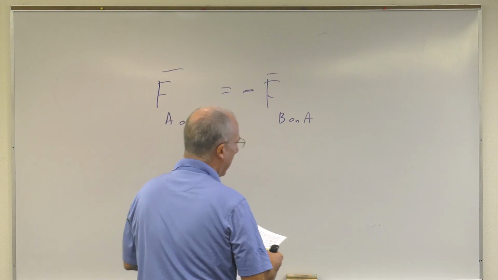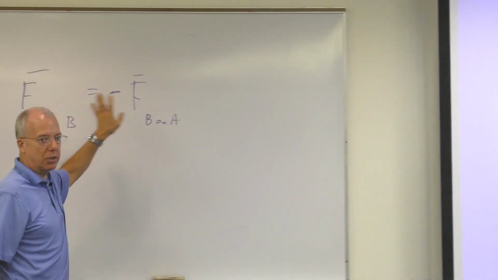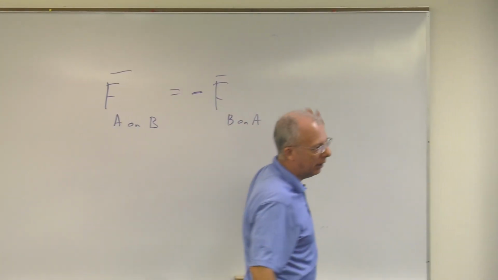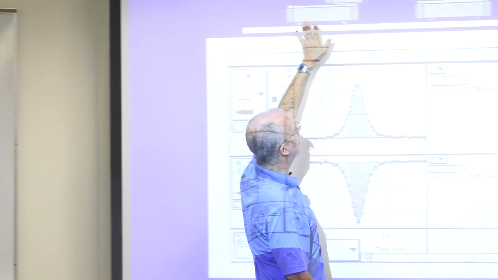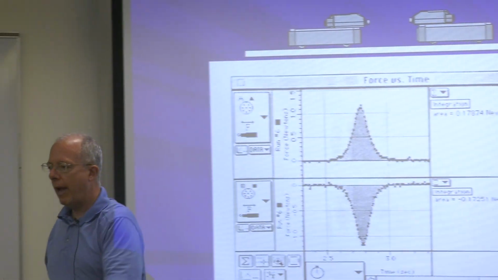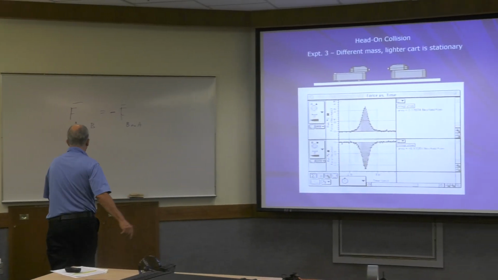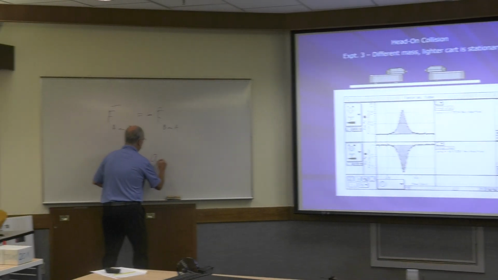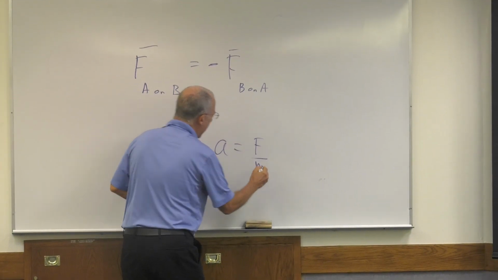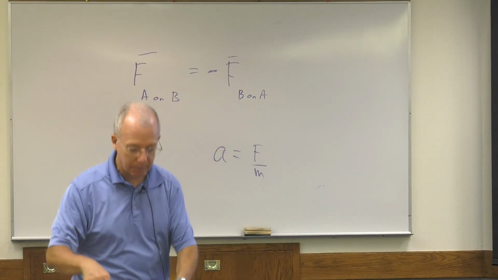Now, does this have anything to do with the masses? Not at all. Remember we said this one was way more massive than that one, or the Earth and me, or whatever. It has nothing to do with the masses. The forces are going to be equal. The accelerations may or may not be equal; it depends on the masses. If the masses are the same, the accelerations will be the same.